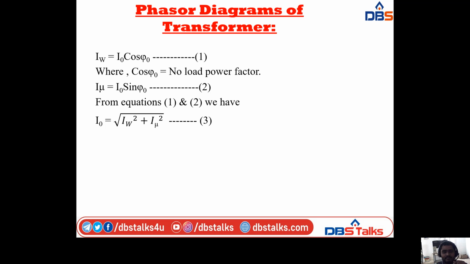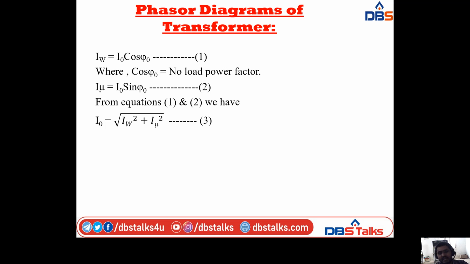So here we have the relationship equations of those things. That is IW, that is equal to I naught cos phi naught, where cos phi naught is the no load power factor, and I mu is equal to I naught sin phi naught. This is the magnetizing component, and IW is the working component.